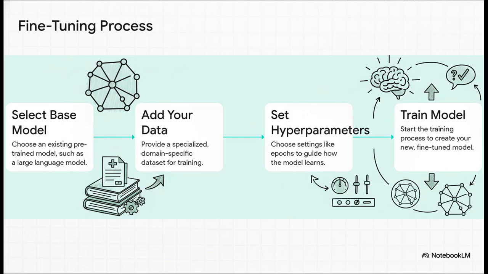And the process itself is actually pretty logical. You pick your base model, you feed it your specialized data, like your company's documents or medical journals, and then you adjust the hyperparameters. Think of hyperparameters as just the settings for the training process. You're telling it how fast to learn or how many times to review the material, which is called epochs. You set those dials, hit train, and out comes your new expert model.